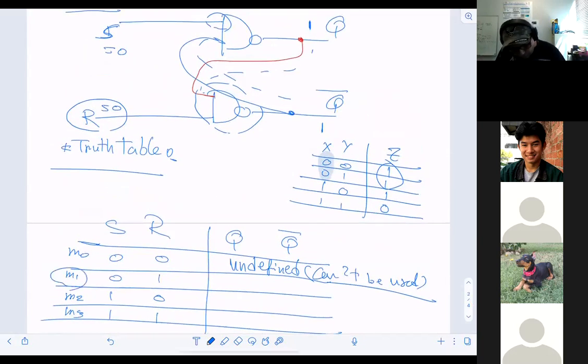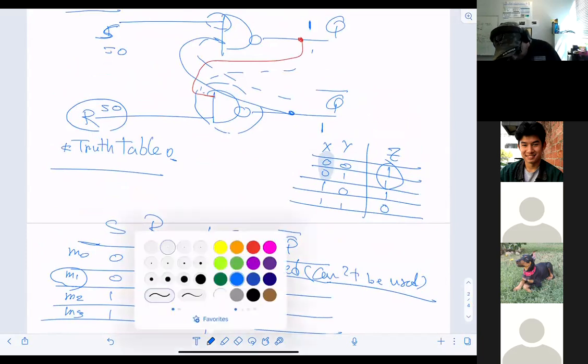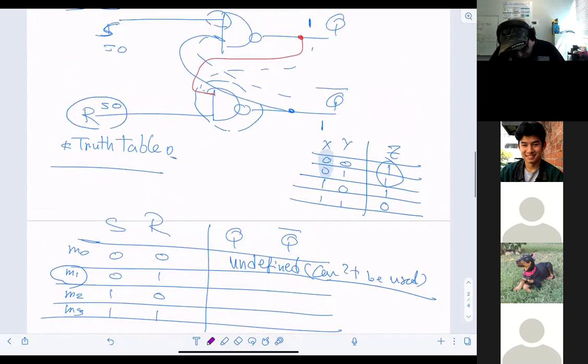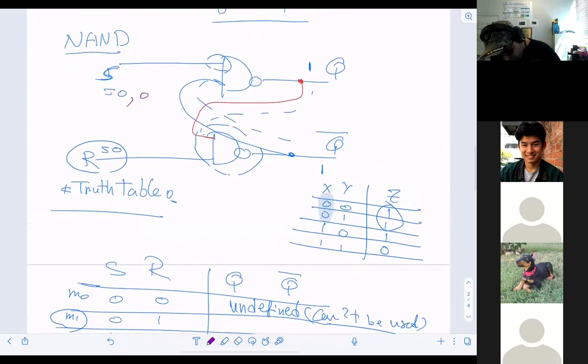Now we're going to go to M1. Okay, so we're going to have a color here. In M1, the color is 0, 1. So it's going to be here 0 and 1, which makes sense. If I set, I reset, right? I cannot set and reset at the same time. So it's 0 and 1.